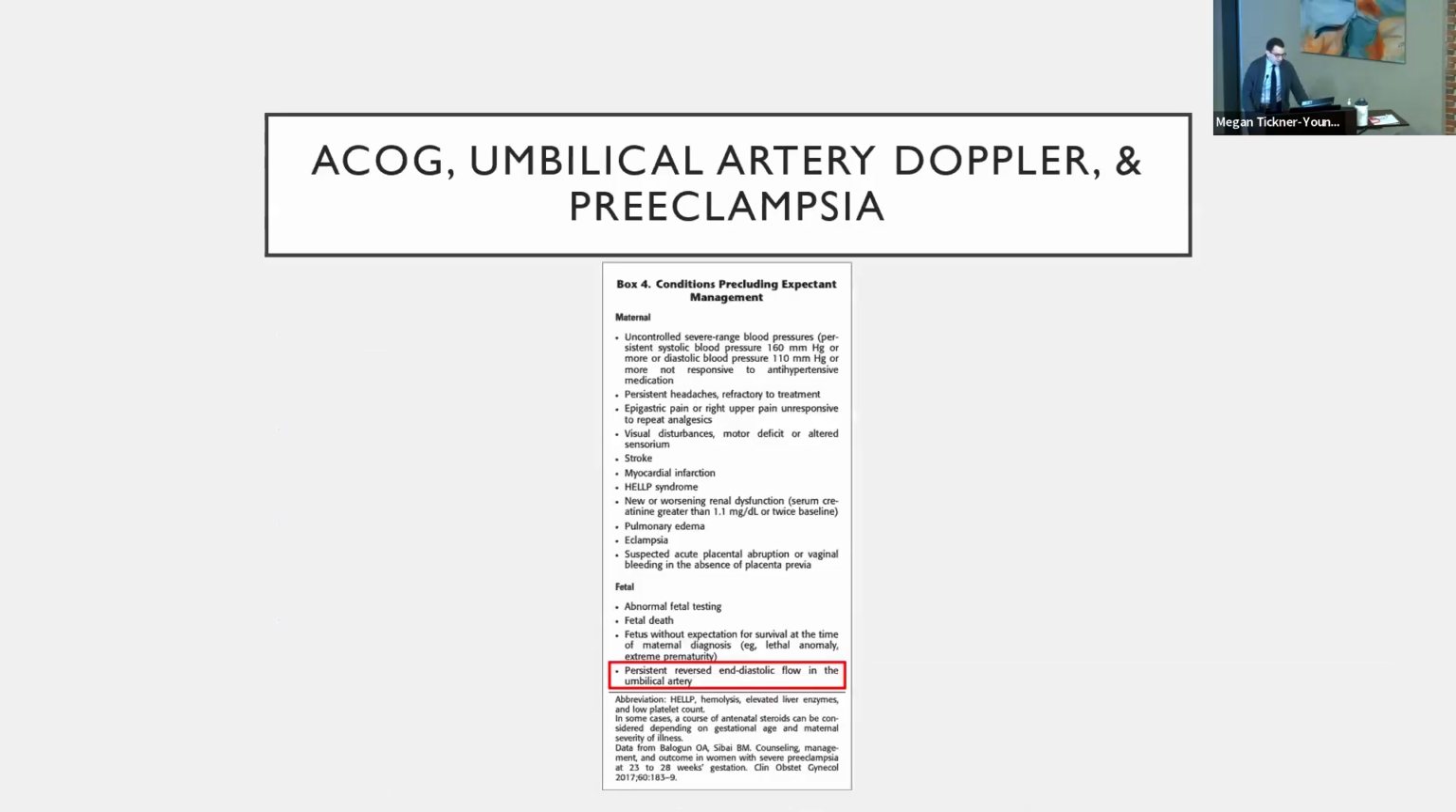You've all probably noticed that ACOG has included persistent reversed end diastolic flow in the umbilical artery as one of the contraindications to expectant management with severe preeclampsia, but the practice bulletin doesn't go into detail for why this is a recommendation.